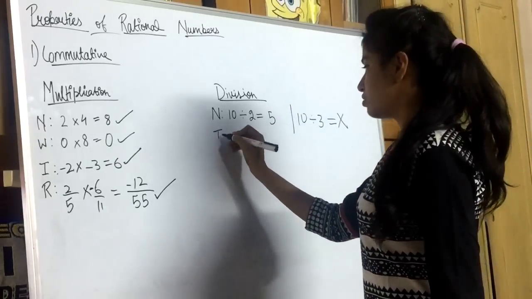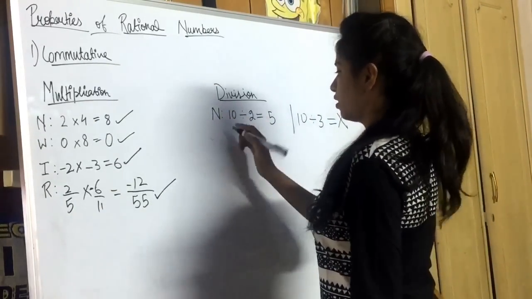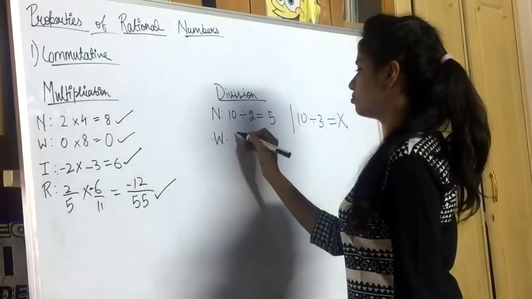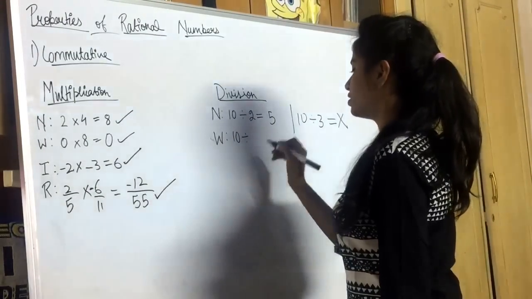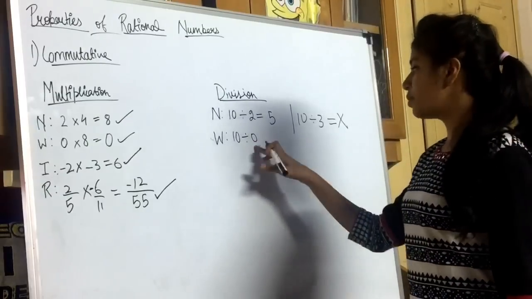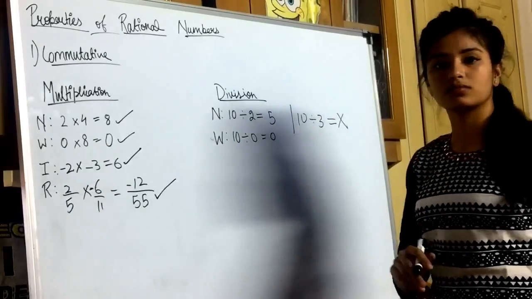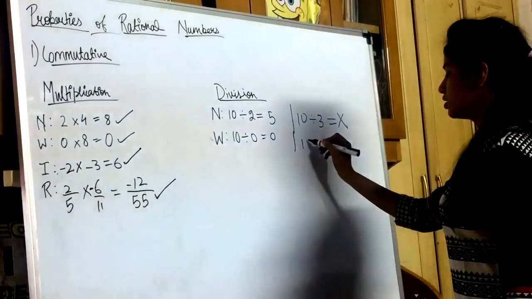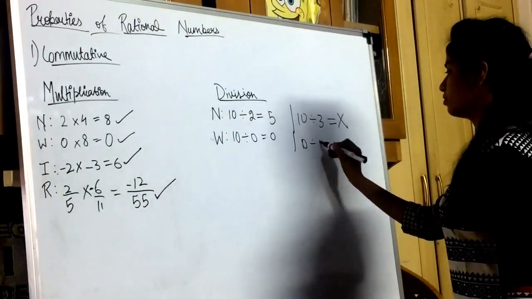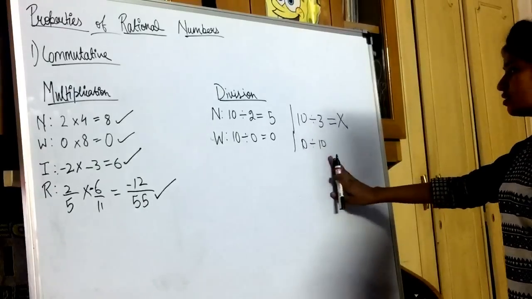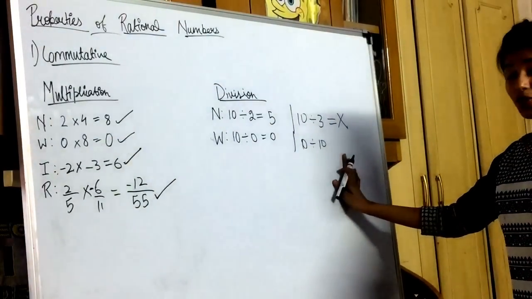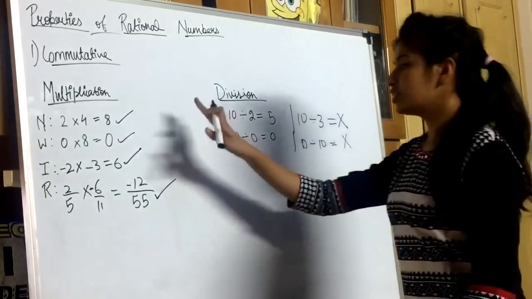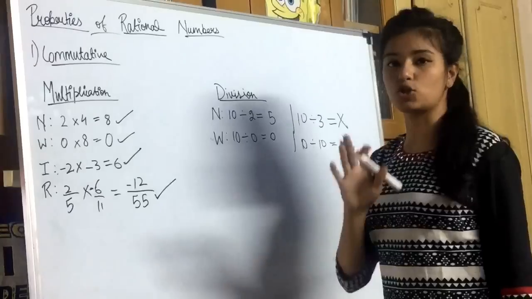Now we see for whole numbers. Let's take for instance a whole number, say 10 divided by 0. So 10 divided by 0 gives us 0, which is a whole number. But if we take another case, say 0 divided by 10. 0 is a whole number, 10 is another whole number, but the result which we get is not a whole number. It is not defined. So it does not hold true for division. The commutative law of division for whole numbers does not hold true.